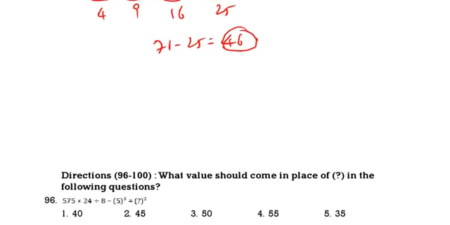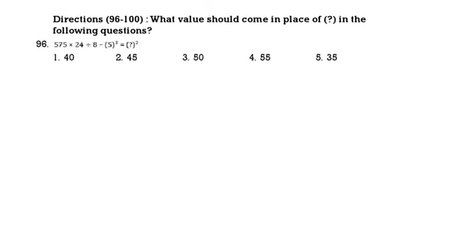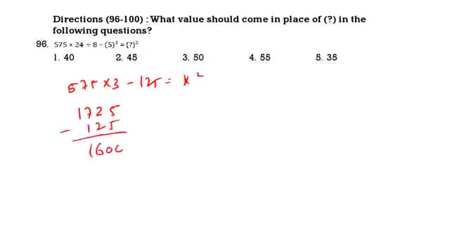What should come in the place of the question mark in the following? 575 into 24 by 8. So 24 by 8 is nothing but 3. 1725 minus 125 is equal to x square. 1725 minus 125, 1600. Root 1600 is 40. 1 is the correct answer.